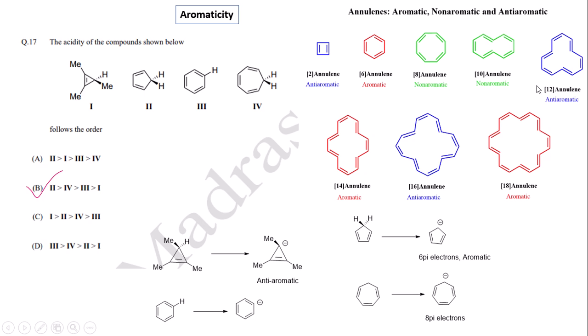These are some examples where different annulenes produce different aromatic compounds. That is, [2]annulene is anti-aromatic, [6]annulene is aromatic, [8]annulene is non-aromatic, [10]annulene is non-aromatic, [12]annulene is anti-aromatic, [14]annulene is aromatic, and [18]annulene is also an aromatic compound.